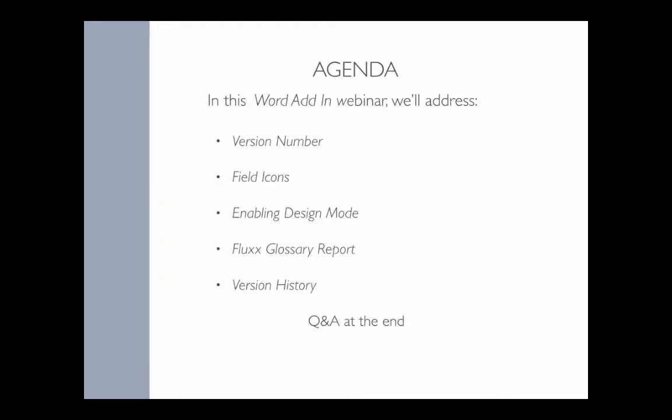So in this Word add-in webinar, we'll be reviewing how to check for version numbers, going over field icons, how to enable design mode, using the Flux Glossary report, and checking and restoring version history. And at the end of the webinar, as I said earlier, there'll be a Q&A. So let's go ahead and get started.